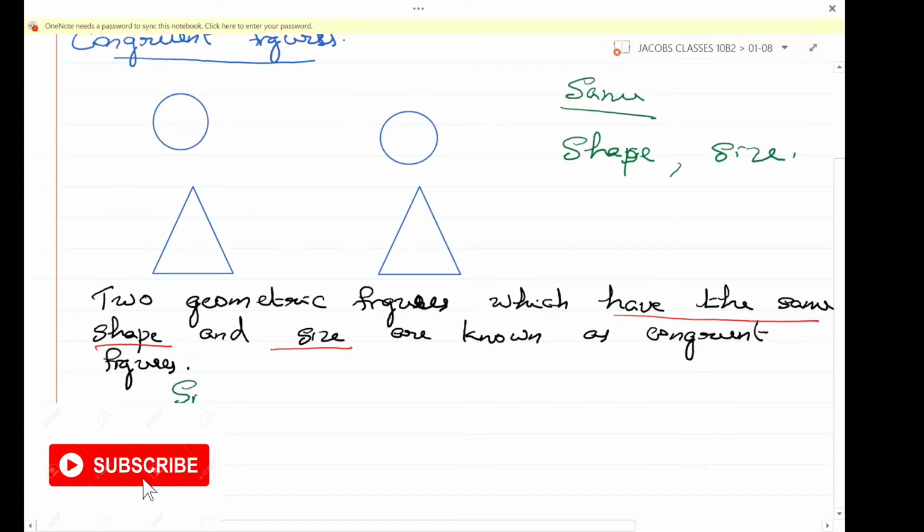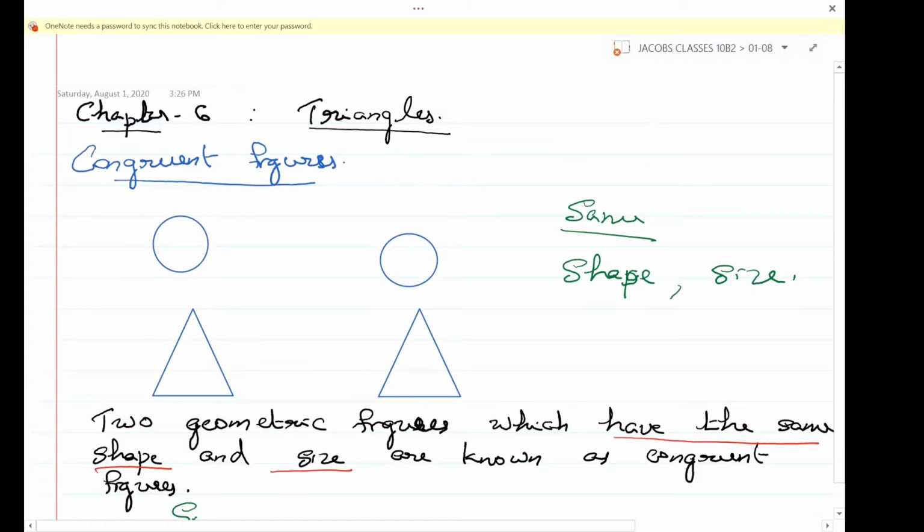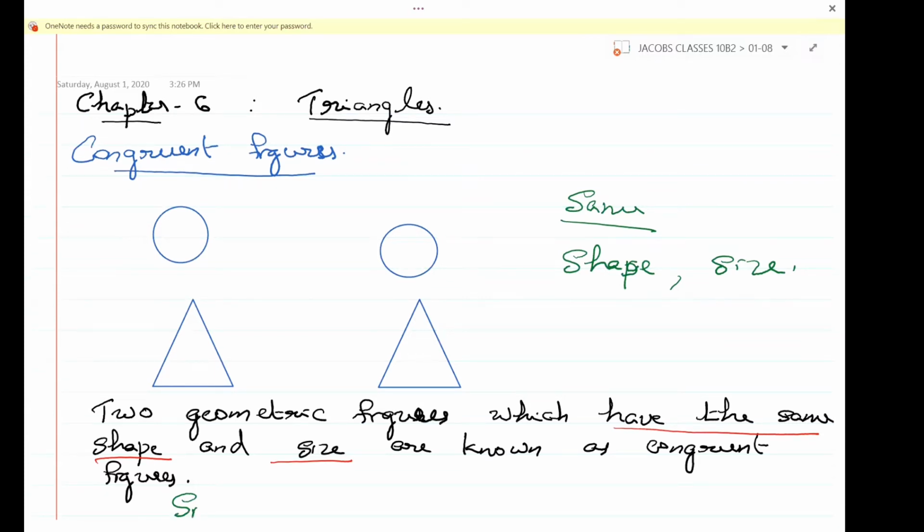So once again, I will explain the concept for those who joined late. Congruent figures means two geometric figures which have the same shape and size are known as congruent figures. So look at these two circles which have the same shape. Shape is circle and size is also same. And two triangles also like this.